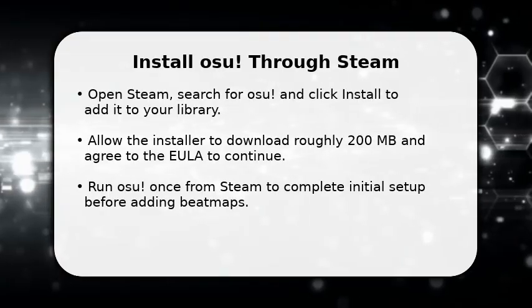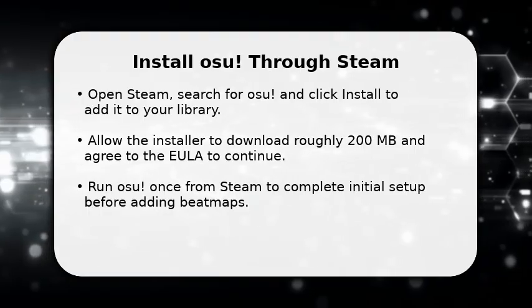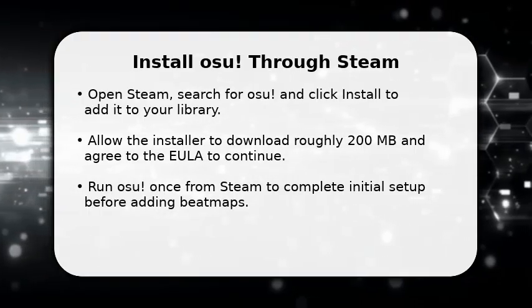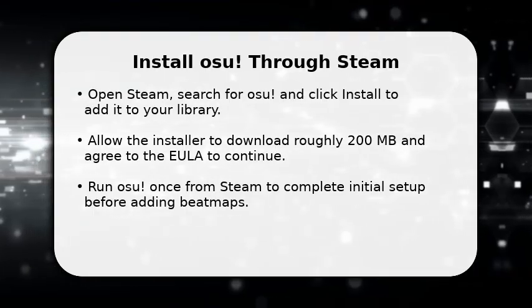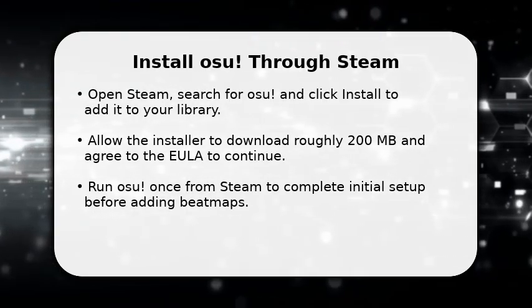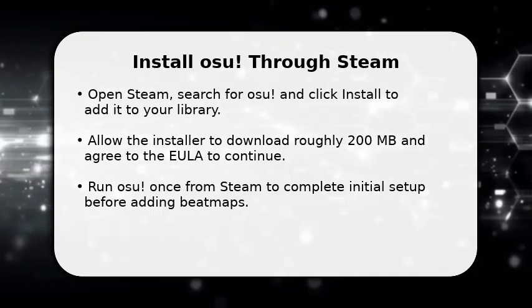Open Steam and search for osu! in the store, then click Install to add the game to your library. Allow the installer to download roughly 200 MB and agree to the end-user license agreement. This initializes updates and dependencies.